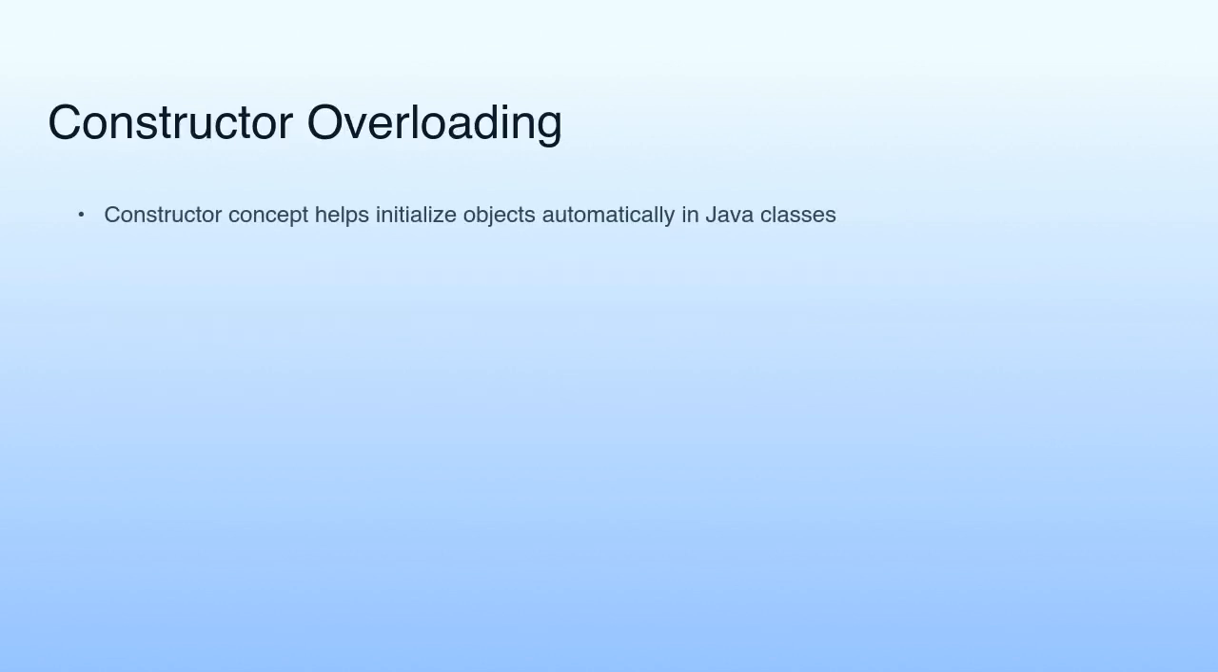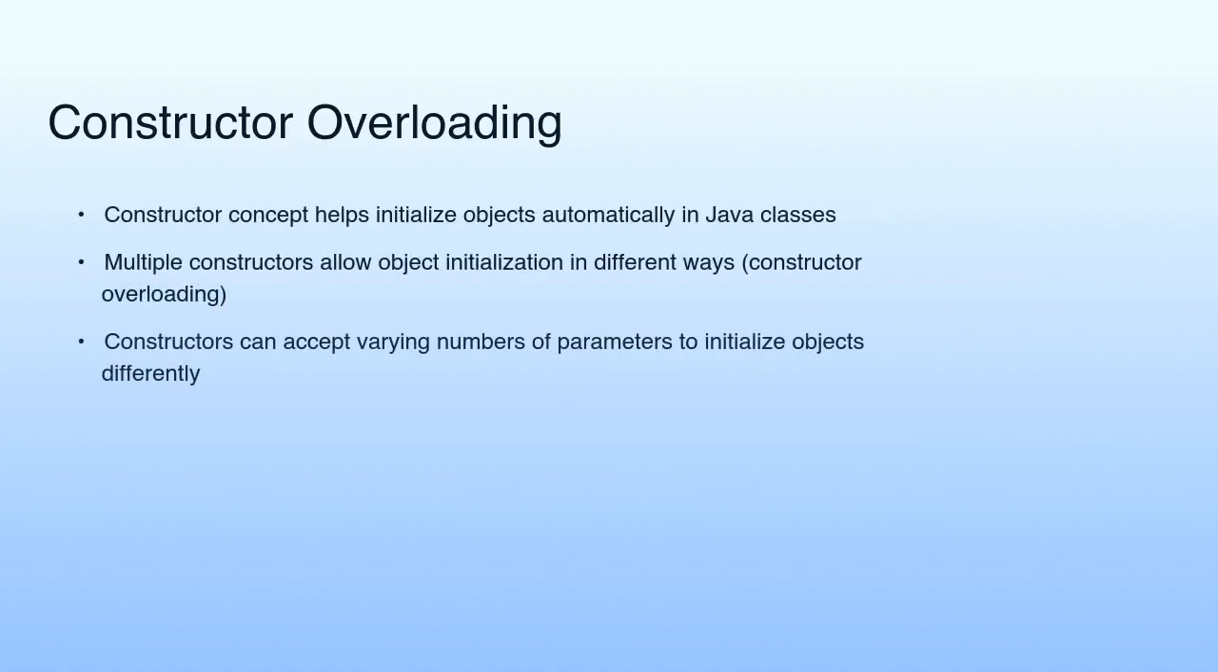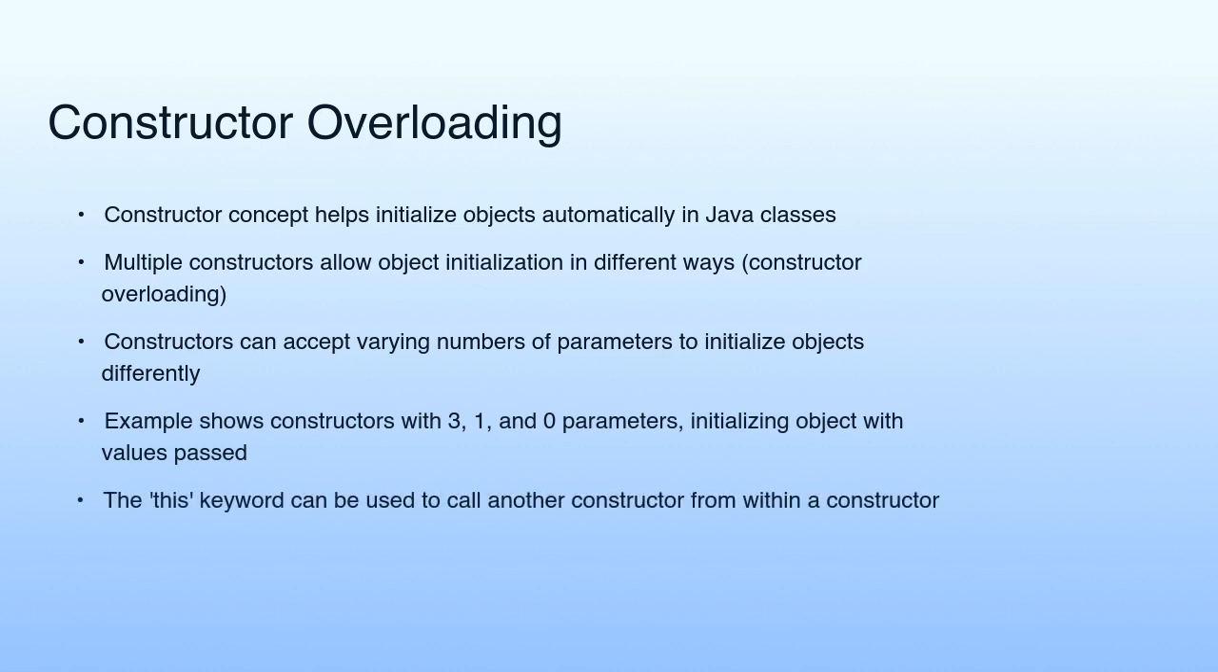Constructor overloading allows object initialization in different ways by providing multiple constructors with varying numbers of parameters. The example shows constructors with 3, 1, and 0 parameters initializing objects with the values passed. The this keyword can also be used to call another constructor from within a constructor.